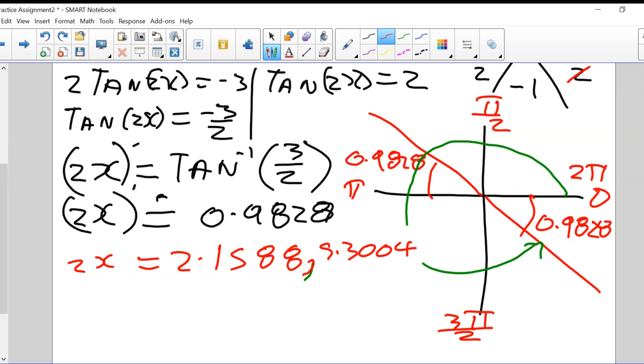Okay, so I was just about to go to Neil. Yeah, Neil, check in for me, please. Okay, so Neil, these are 2x answers. 2x is equal to 2.1588, and 2x is equal to 5.3004. But I'm not interested in 2x, really. I'm interested in x. How do I get x? That's my question. What I'm looking for is x. Can you tell me what to do, please? I don't want 2x, I want x. Divide each of the numbers by 2. Well done. Can you do that for us, please? And give us your answer.